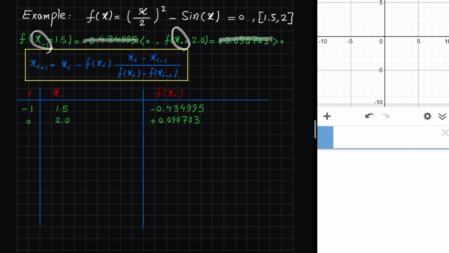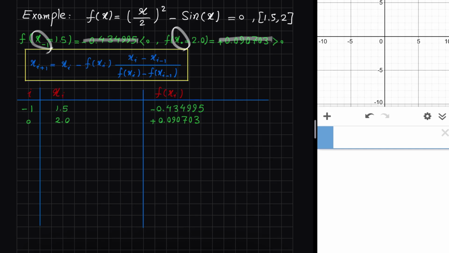So in the table below, we enter i, the iteration, minus 1, and also x_i, 1.5, and the value of f(x_i) at point 1.5, and also at iteration 0 at 2, the upper interval, and the value of f(x) at 2.